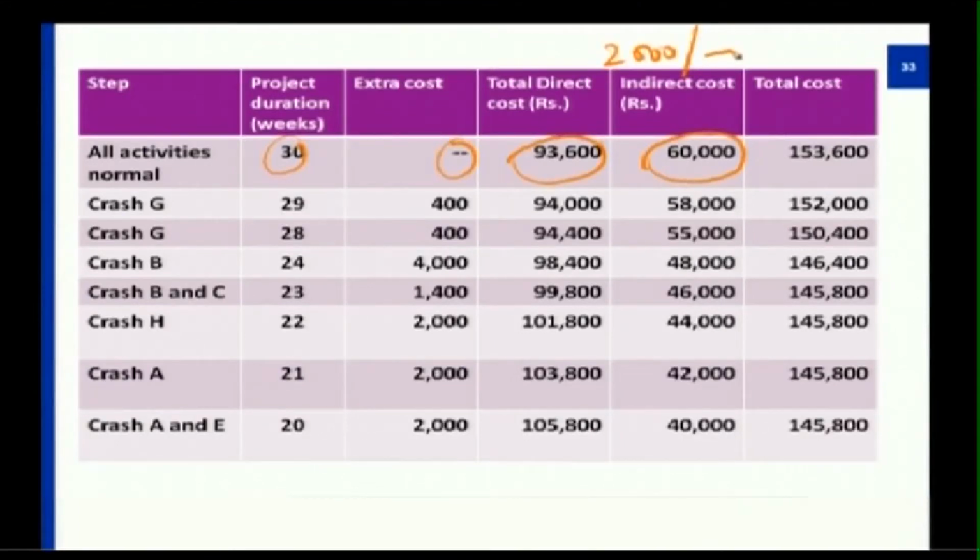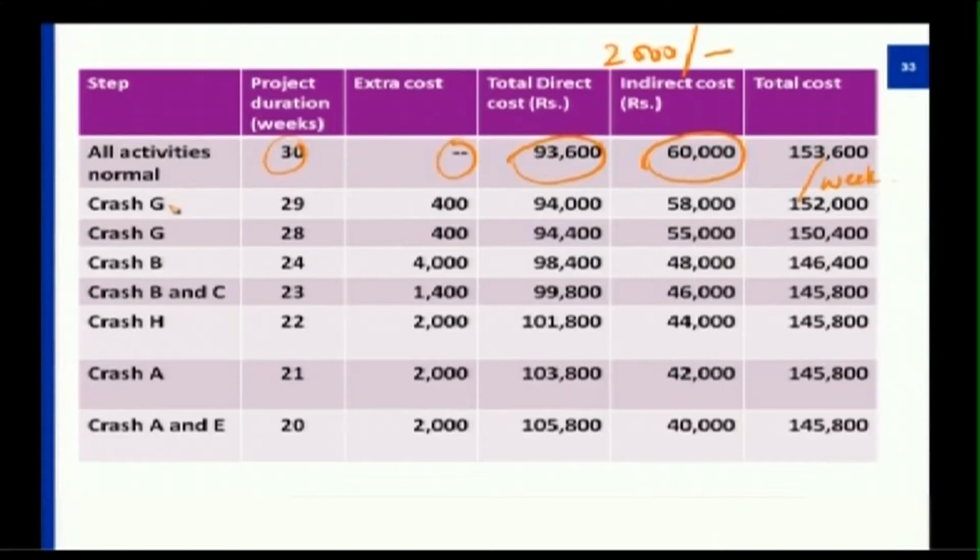If I pay for the list of activities, 2000 into 30 weeks would be 60,000 rupees. So, the total of 93,600 plus 60,000, which is 1,53,600, will be the actual cost that I would have spent.